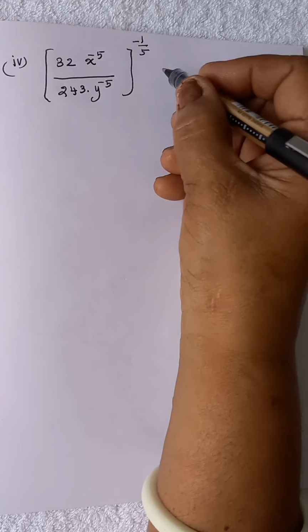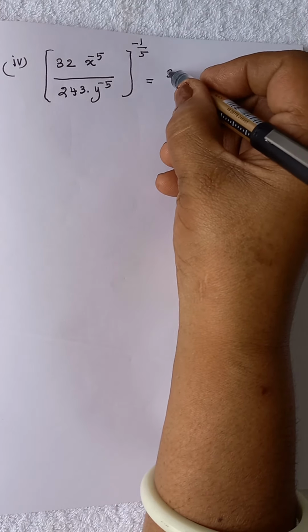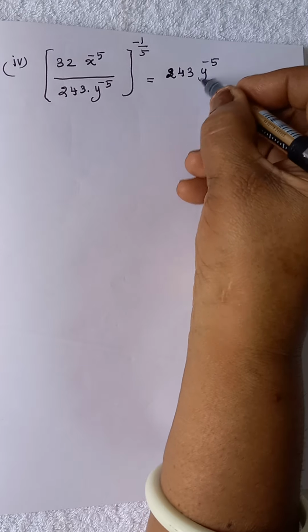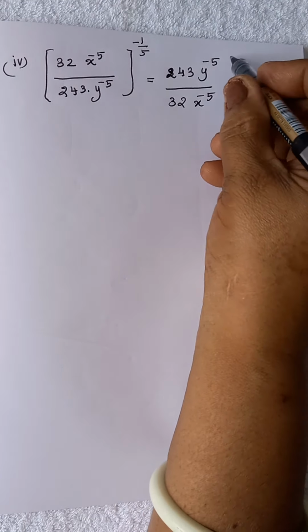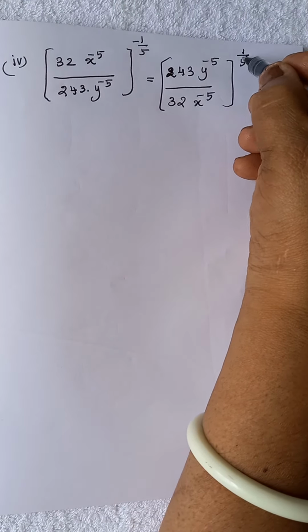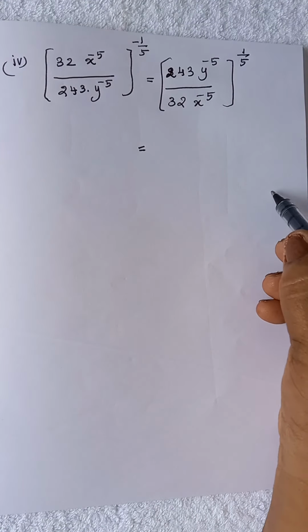So this can be written as (243 y raised to minus 5 by 32 x raised to minus 5) raised to 1 by 5. Here the sign changes. Now this is equal to, we can factorize 243.